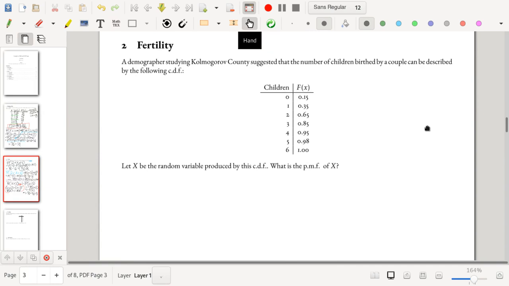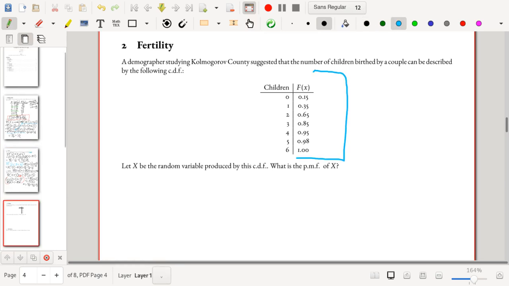A demographer studying Kolmogorov County suggested that the number of children birthed by a couple can be described by the following CDF. So here is the given CDF. Let X be a random variable produced by this CDF. What is the probability mass function of X?